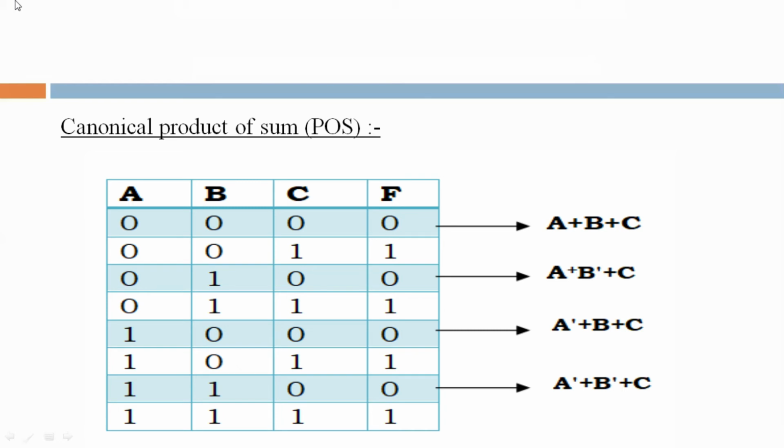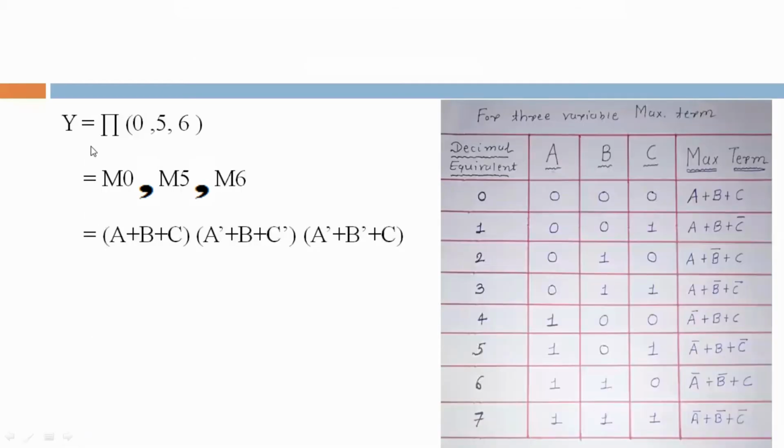We are saying here that the function is represented with the help of ascending order. Here we are writing 0, 5, 6 in brackets, as M0, M5 and M6. So M0 means ABC. The decimal equivalent we get from this function's max term is a plus b plus c, which is 0.